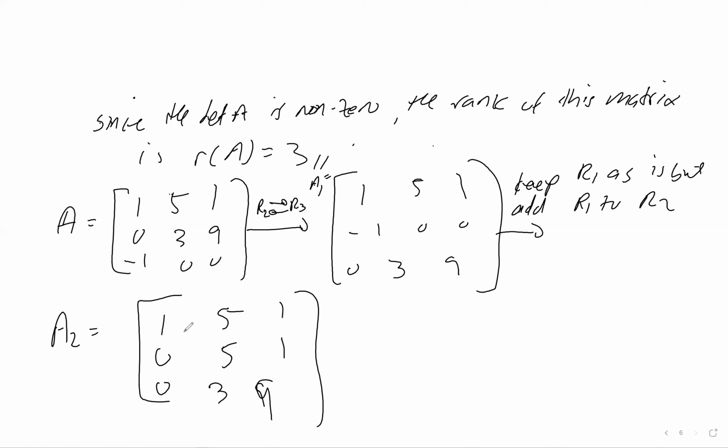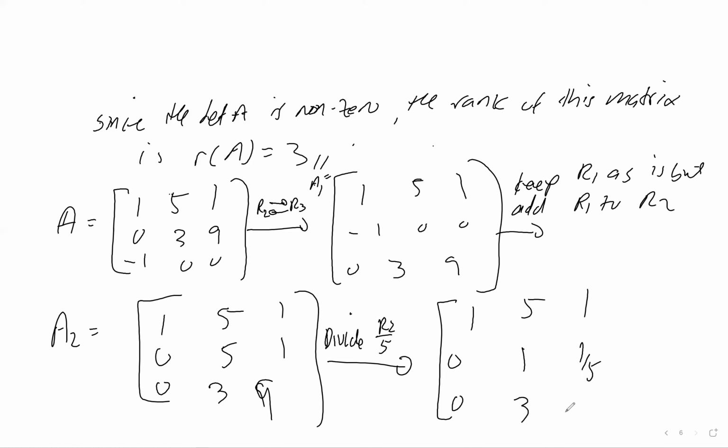Now you see where I'm going. Here we have 5 and 5, 1 and 1, so what we do is divide row 2 by 5, but row 1 stays the same. So we have 1, 5, 1, and then when we divide, 0 divided by 5 is 0, 5 divided by 5 is 1, and 1 divided by 5 is 1 over 5. Row 3 stays the same, 0, 3 and 9.